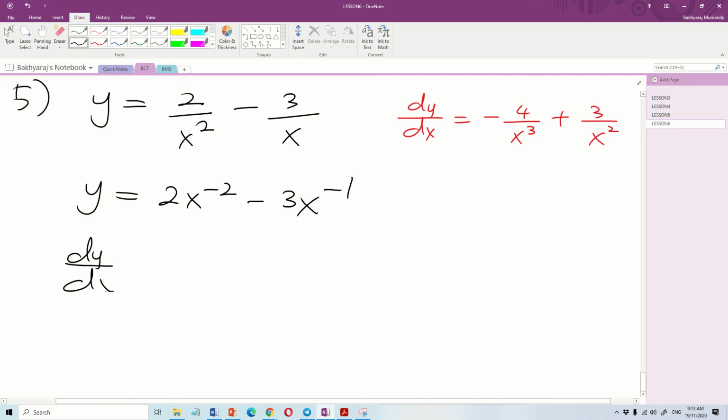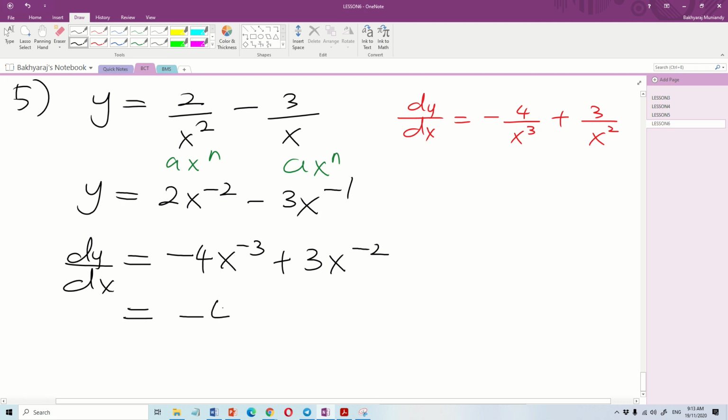And then only we go for dy dx. Now I go for dy dx. Once I change everything to the function which looks like a x n, I can see a x n now. Once I see this, then I go to the derivative. So dy dx equals negative 4 x power of negative 3 and then positive 3 x power of negative 2. Why do we get positive? Because negative 3 times negative 1 you get positive 3. So the last answer will be negative 4 over x power of 3 plus 3 over x power of 2. So we got the answer. Okay, correct.